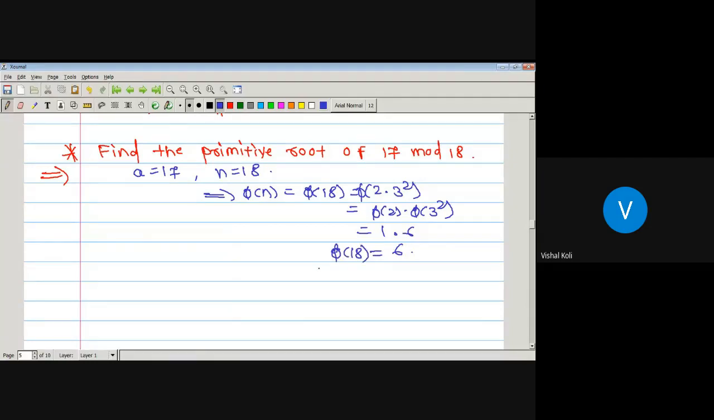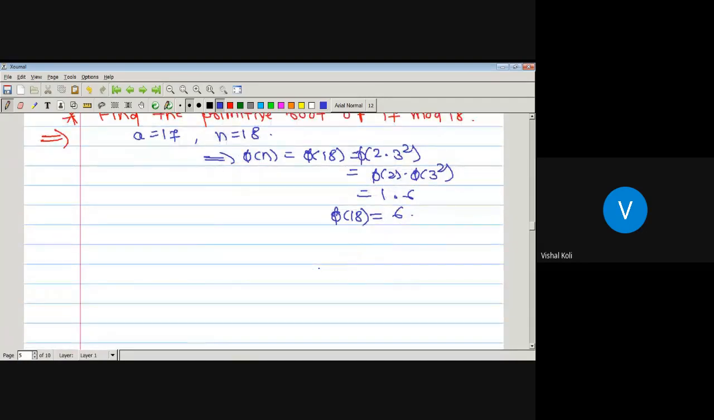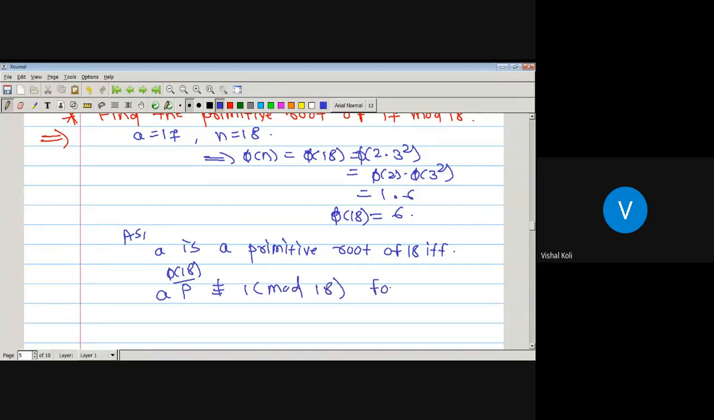Now we have to find out the primitive root of 18. And we know that a is a primitive root of 18 if a to the power phi of 18 divided by p is not congruent to 1 modulo 18 for every prime divisor p of phi of 18.